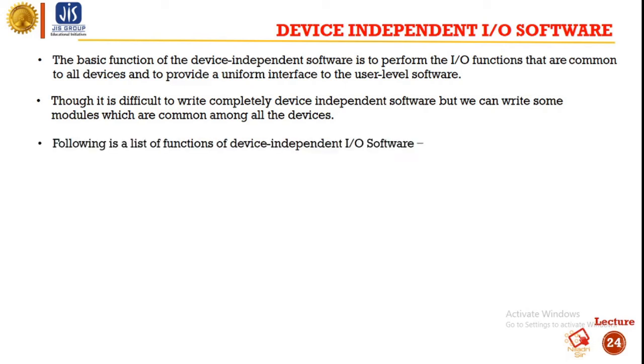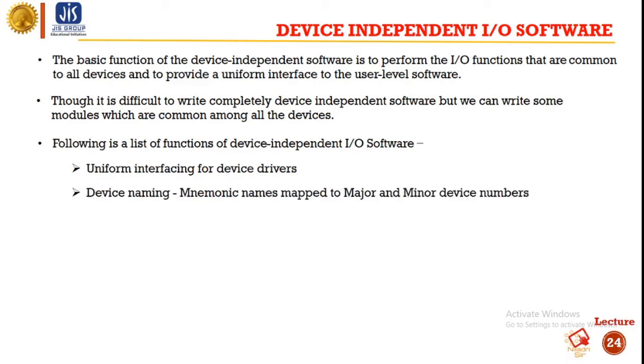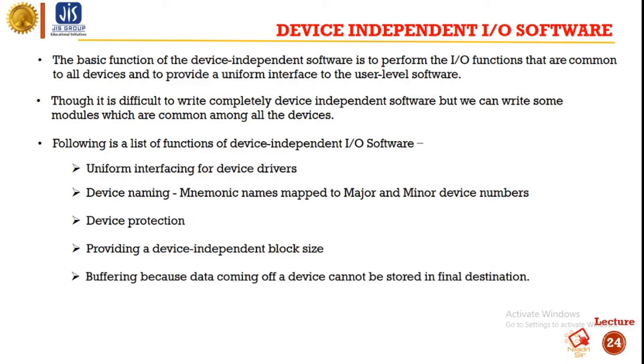Following is a list of functions of device independent I/O software. The first one is the uniform interfacing for device drivers. The next one is device naming, that is, names mapped to major and minor device numbers. Next one is device protection. Next one is providing a device independent block size. Buffering, because data coming off a device cannot be stored in a final destination. Storage allocation on block devices.